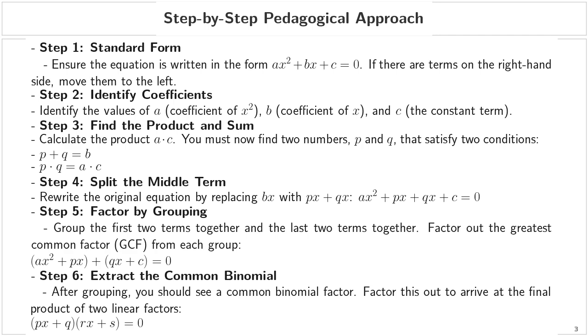groups. You will factor this common binomial out, leaving you with the final product of two linear factors, which looks like (px plus q) multiplied by (rx plus s) equals 0. Once you reach this stage, you have successfully factorized the quadratic.